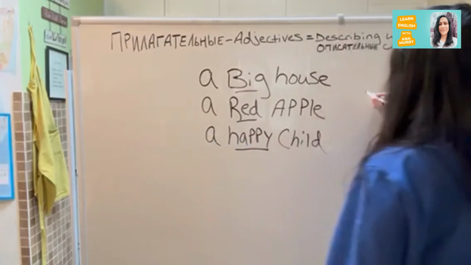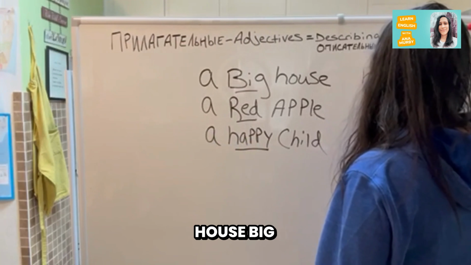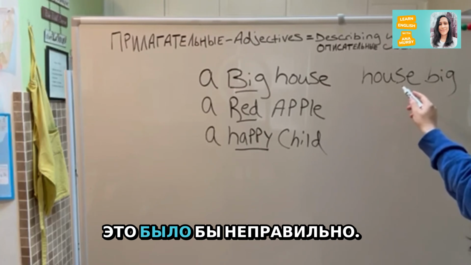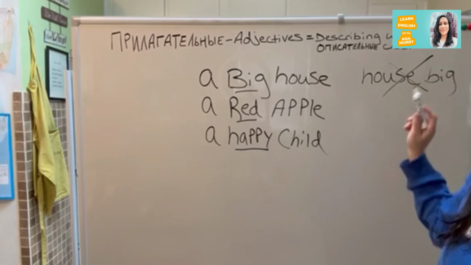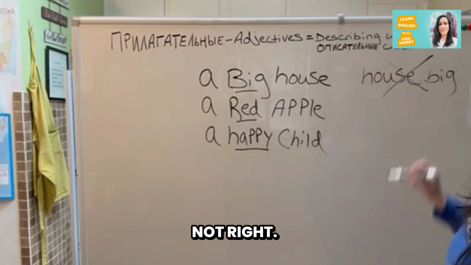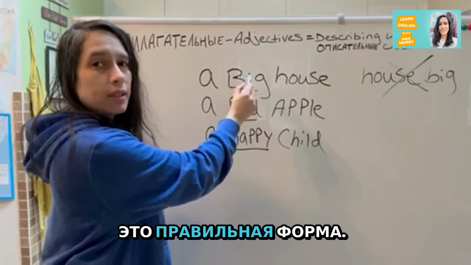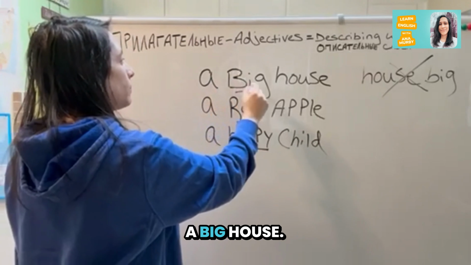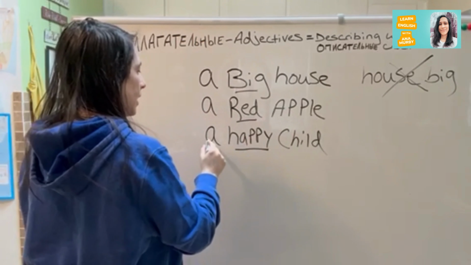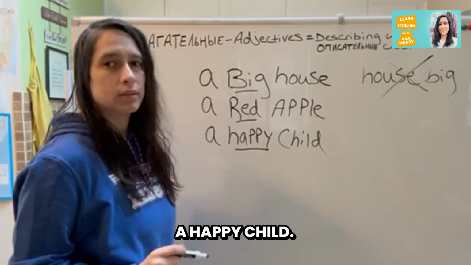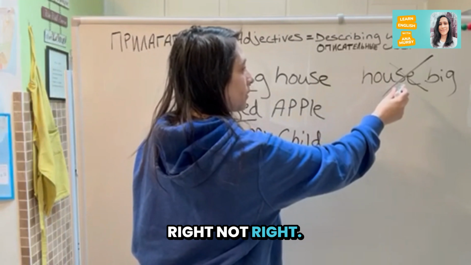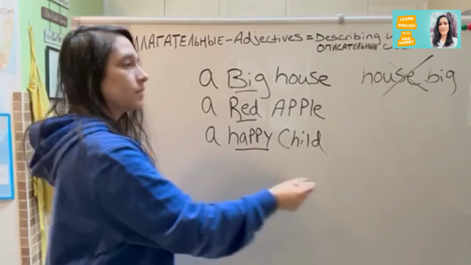Now, house, big. This would be wrong. Нет. Неправильный. Not right. This is the correct form. A big house. A red apple. A happy child. Правильный. Неправильный. Right. Not right.